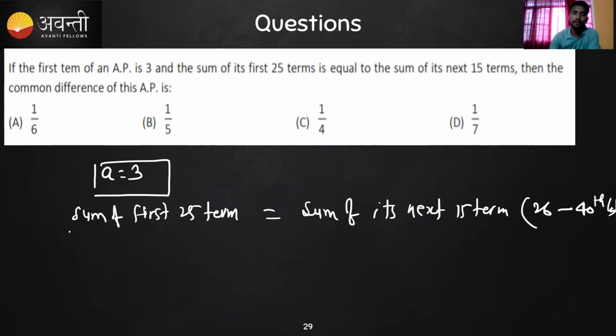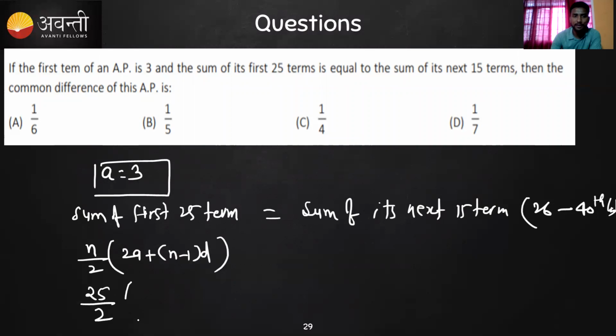So from here what we can write, we know this formula, that is basically n by 2 into 2a plus n minus 1 into d. We know this formula for the sum of first n terms. So from here what we can write, it is 25 divided by 2, it is 2 into a, which is basically 3, plus again 25 minus 1, it is 24d. So this is the sum of first 25 terms.